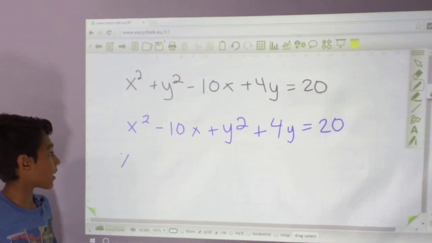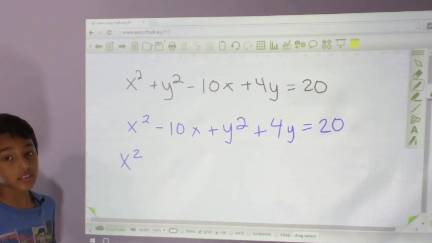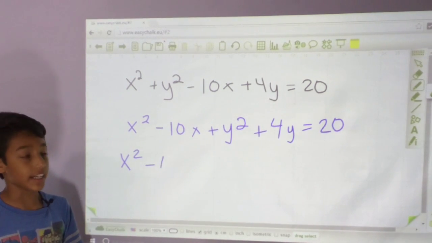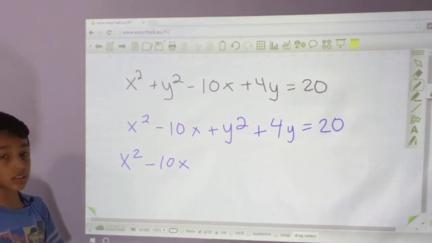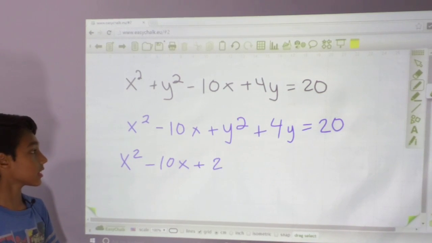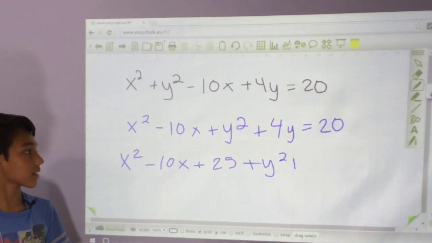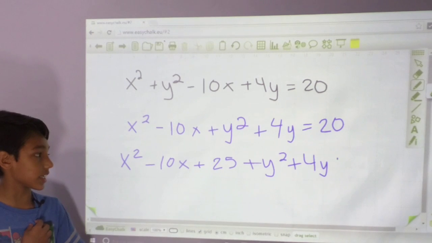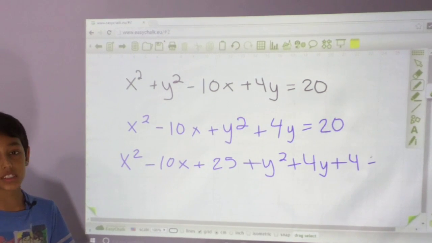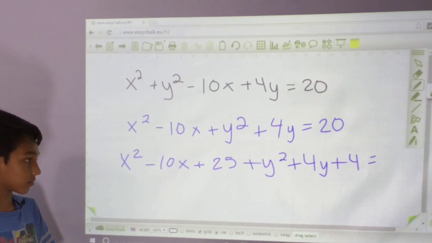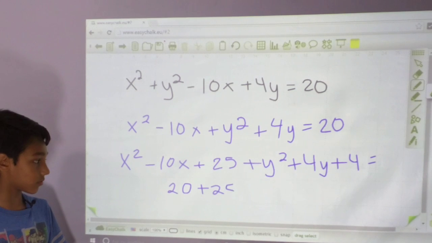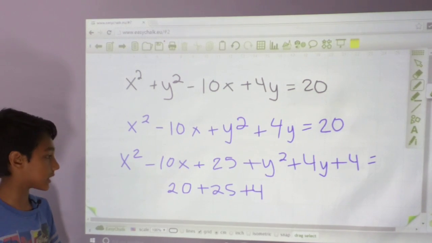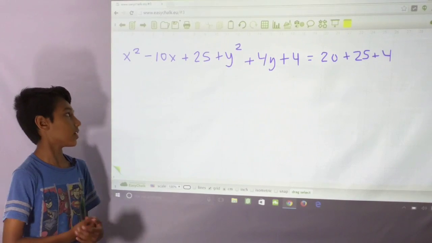So we add 25 to both sides, and we also add a 4 to complete the square for y. So we do the same thing: x squared minus 10x plus 25, and then plus y squared plus 4y plus 4, because 2 times 2 is 4, and 2 plus 2 is also 4. And that's equal to 20 plus 25 plus 4. Remember, what we do to one side, we must do to the other. Now we move on to the problem.